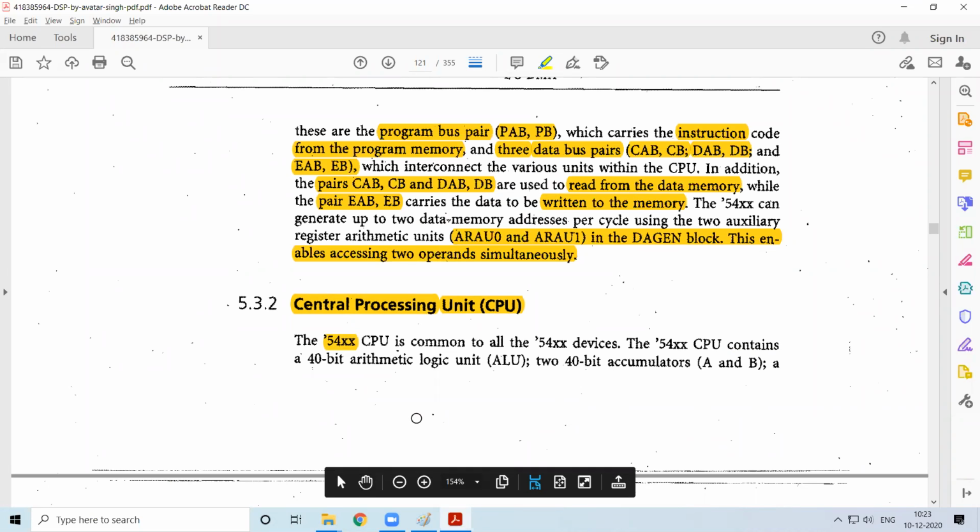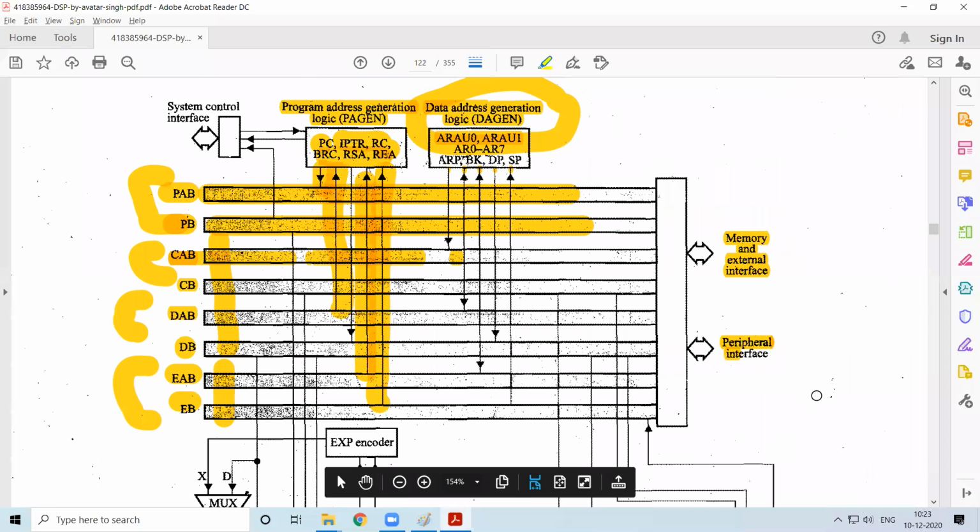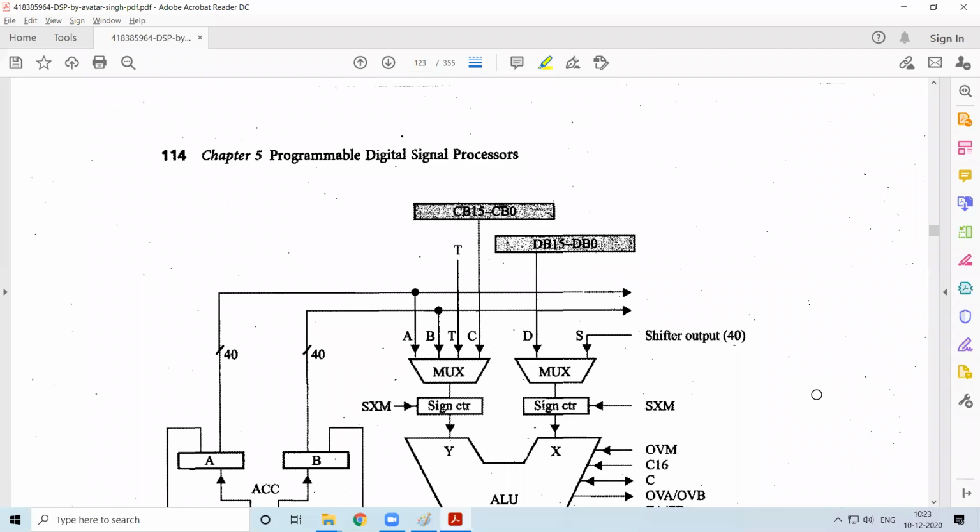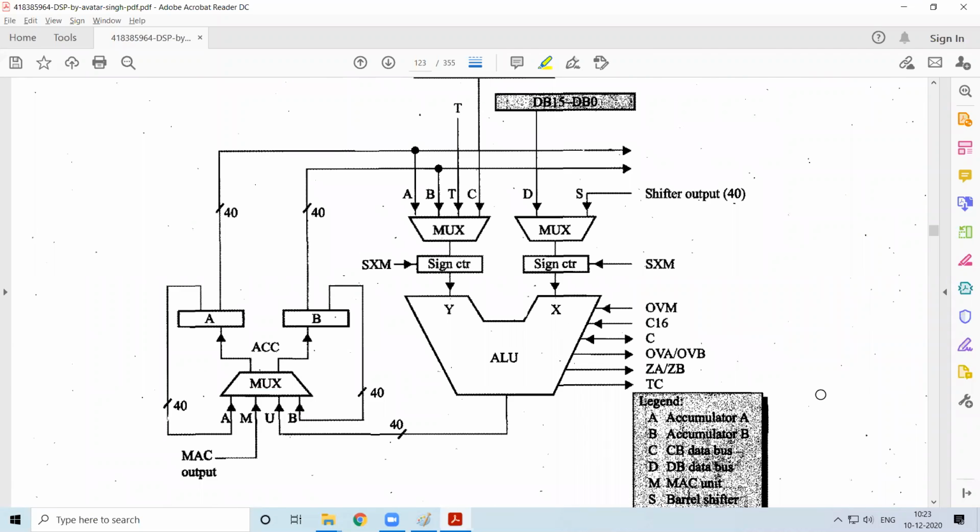The first thing we have to note down is how many bits it will be operating on. So the CPU operates on 40-bit. So it is having a 40-bit arithmetic logic unit. Then it is having two operands, which are two accumulators, named A and B in this case. Then apart from that, we have different features which are present over there.